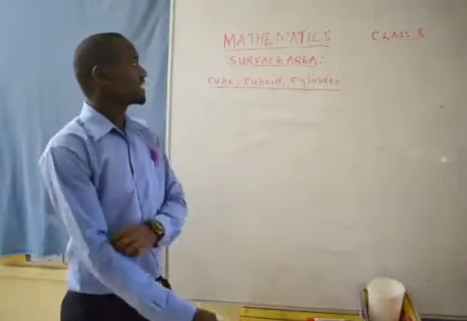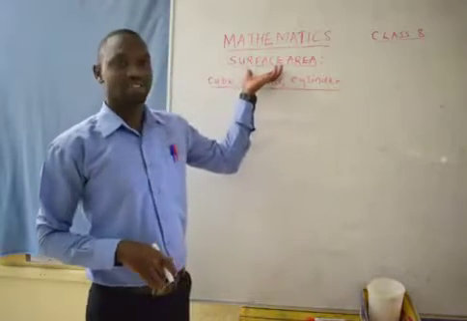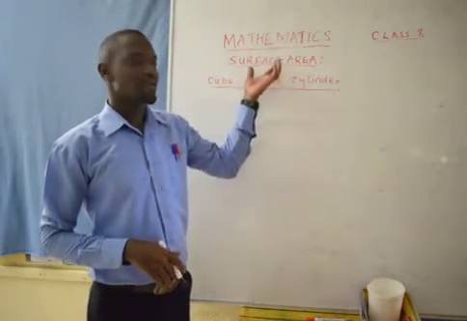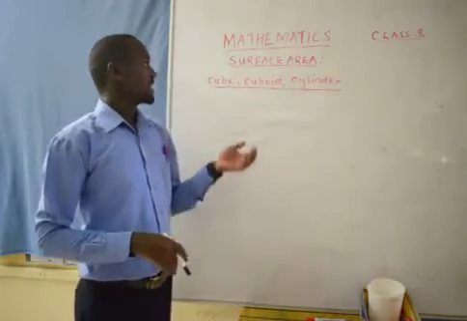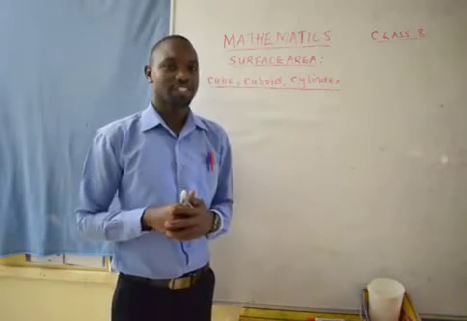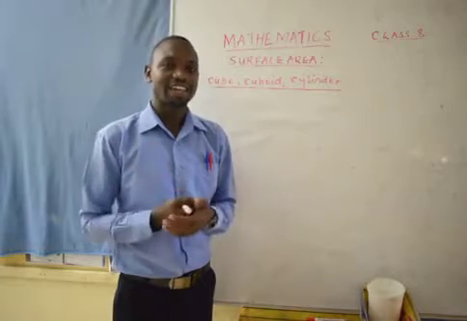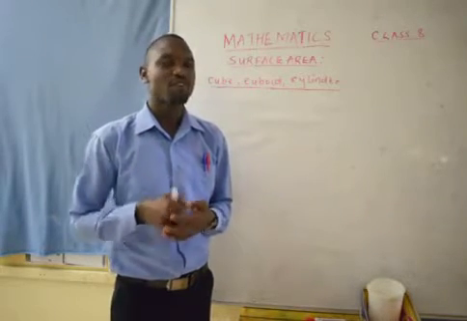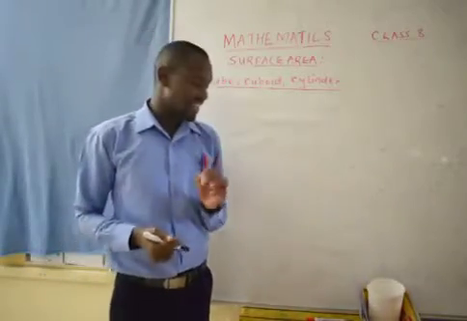Hello Class 8 candidates, welcome to today's lesson. I'm taking you through a mathematics lesson on surface area, and we are going to look at the surface area of a cube, a cuboid and a cylinder. Now to get surface area, you calculate the area of each face. The total surface area is the sum of the areas of all the faces in a figure. So one, you have to identify the number of faces in that figure.